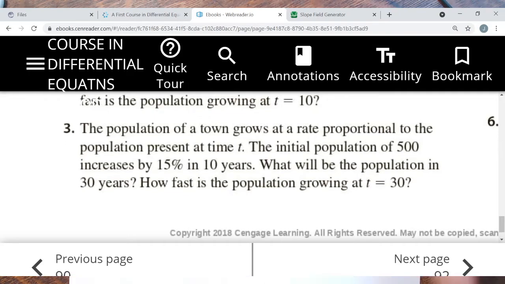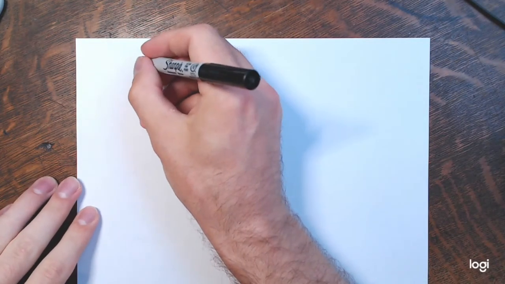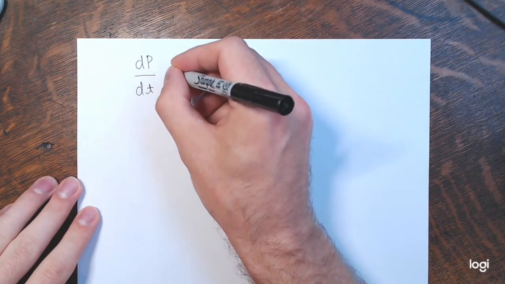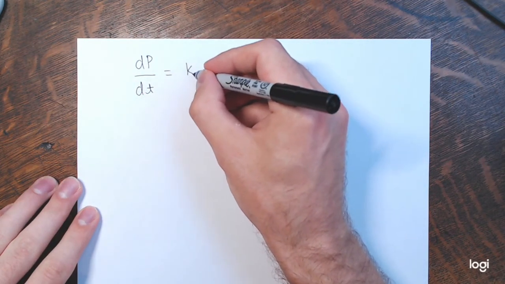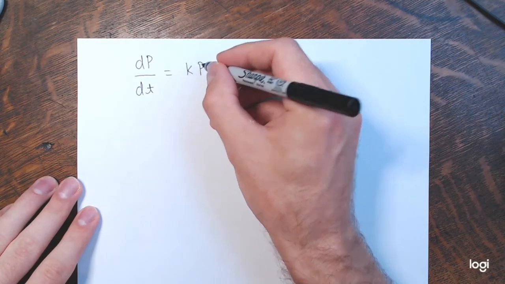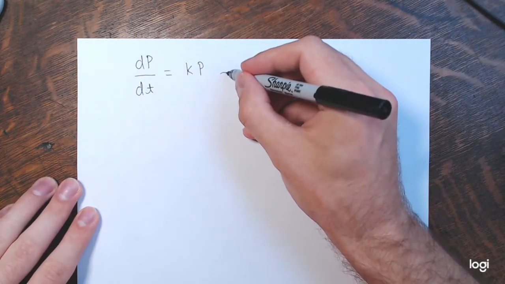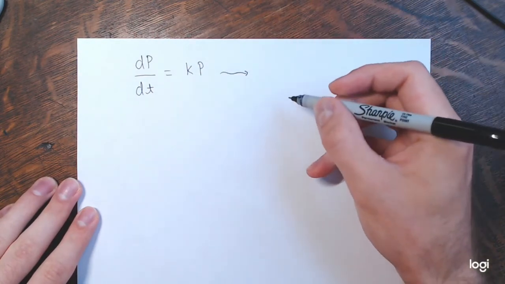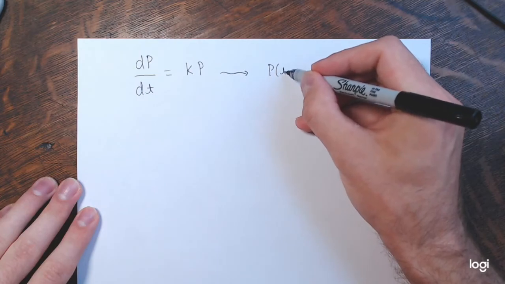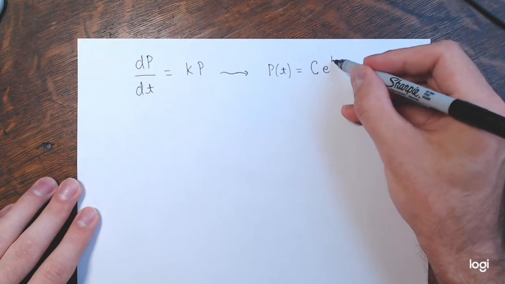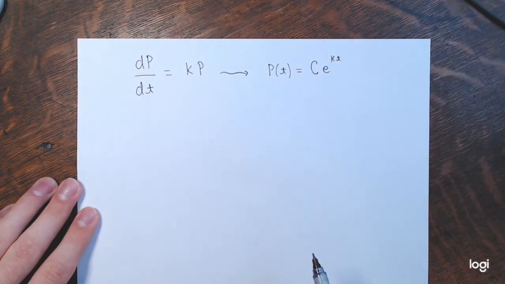All right, so let me pull that up. Again, I'm just going to have p be the population at time t, and this is saying again that dp dt is k times p, is proportional to the population present at time t. And we saw already, when you solve this equation, P of t is just some constant times e to the kt power. I'm not going to go through solving it again.